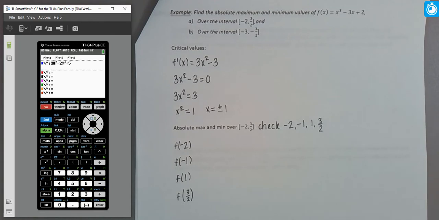So y equals, let's clear this out, x cubed minus 3x plus 2. Now, if I bring up the table, I'm going to see negative 2, negative 1, and 1 represented as x values, but I'm not going to see 3 halves because I know my table is set up to just transition by integer values along x. So instead of just looking at the table as is, I'm going to go and change the settings real quick. So second in window, table settings, I'm going to set my independent variable to ask.